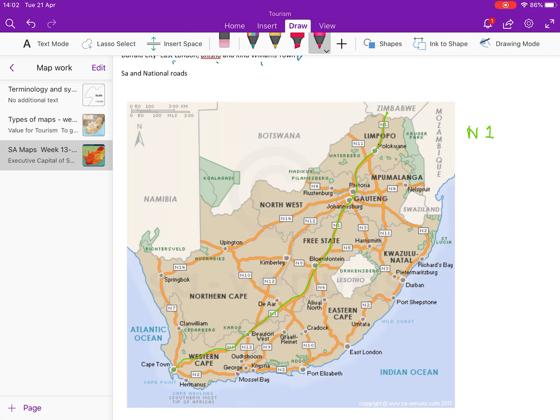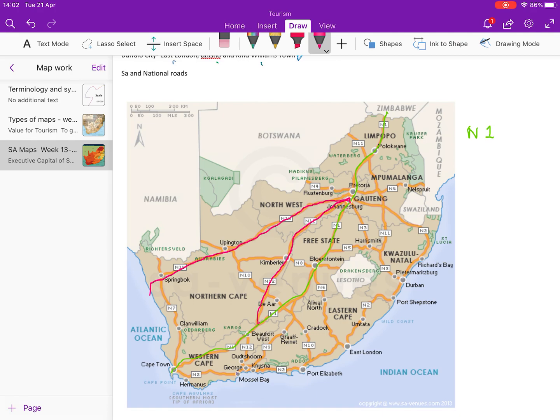The next national road we can look at is a very familiar one, the N14. The N14 goes all the way from Joburg and Pretoria and links up with the Northern Cape in Springbok. Then we have the N12, which meets up with the N1 eventually, and it runs all the way to Joburg from the Northern Cape as well.